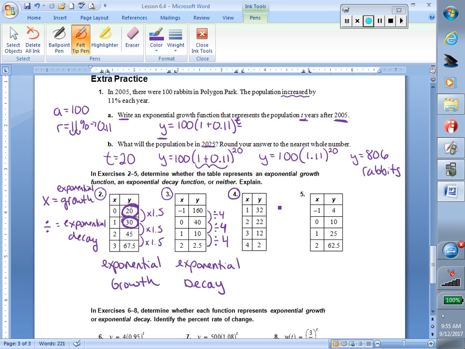If we look at number 4, 32 to 22, then 22 to 12, it looks like we're decreasing, but in this case though, the pattern is just subtracting 10. So if we're subtracting 10, we do not have exponential anything, not growth or decay. If we think back to section 6.3, if our pattern is subtracting or adding, it's actually linear.